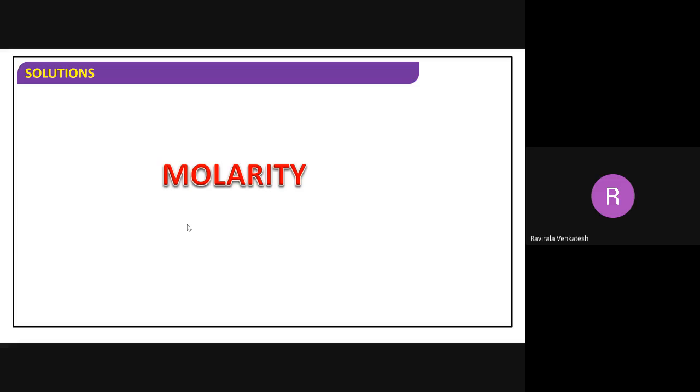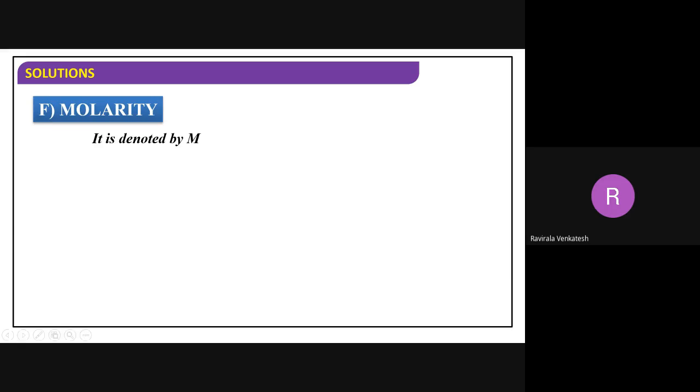Today we will discuss a molarity topic. What is the meaning of molarity and formula problems we'll see in this topic. First of all, molarity can be denoted by capital M.